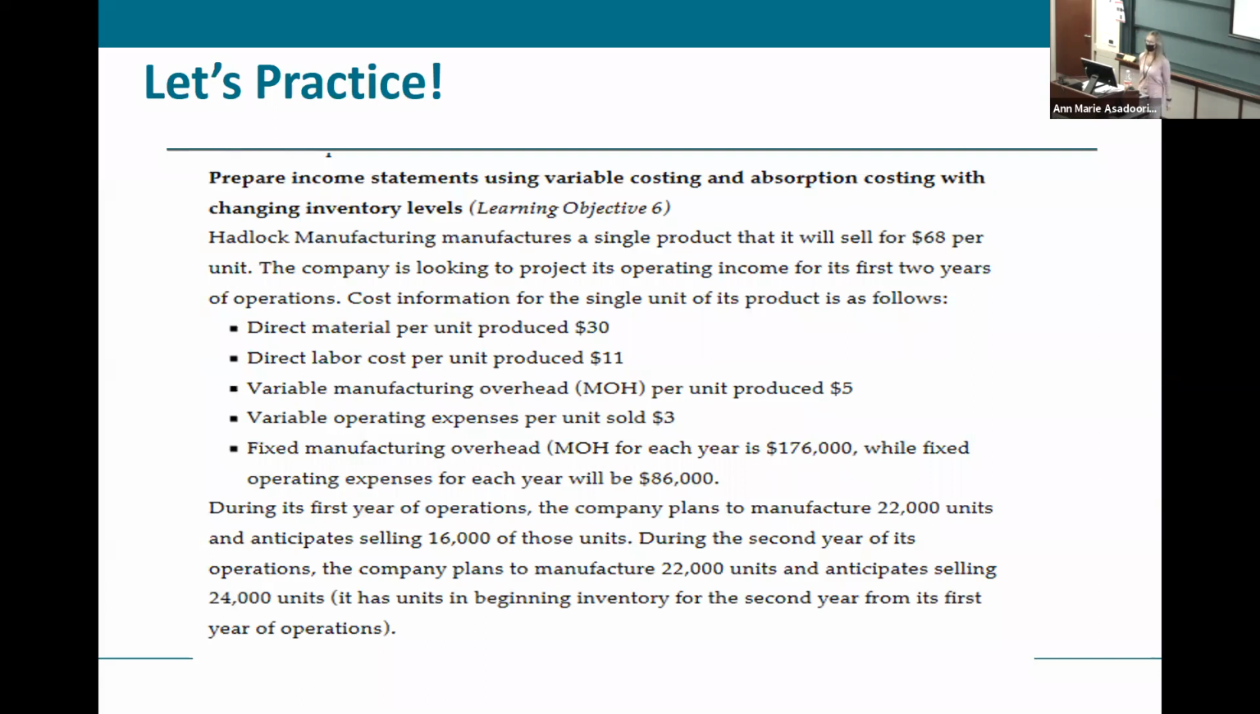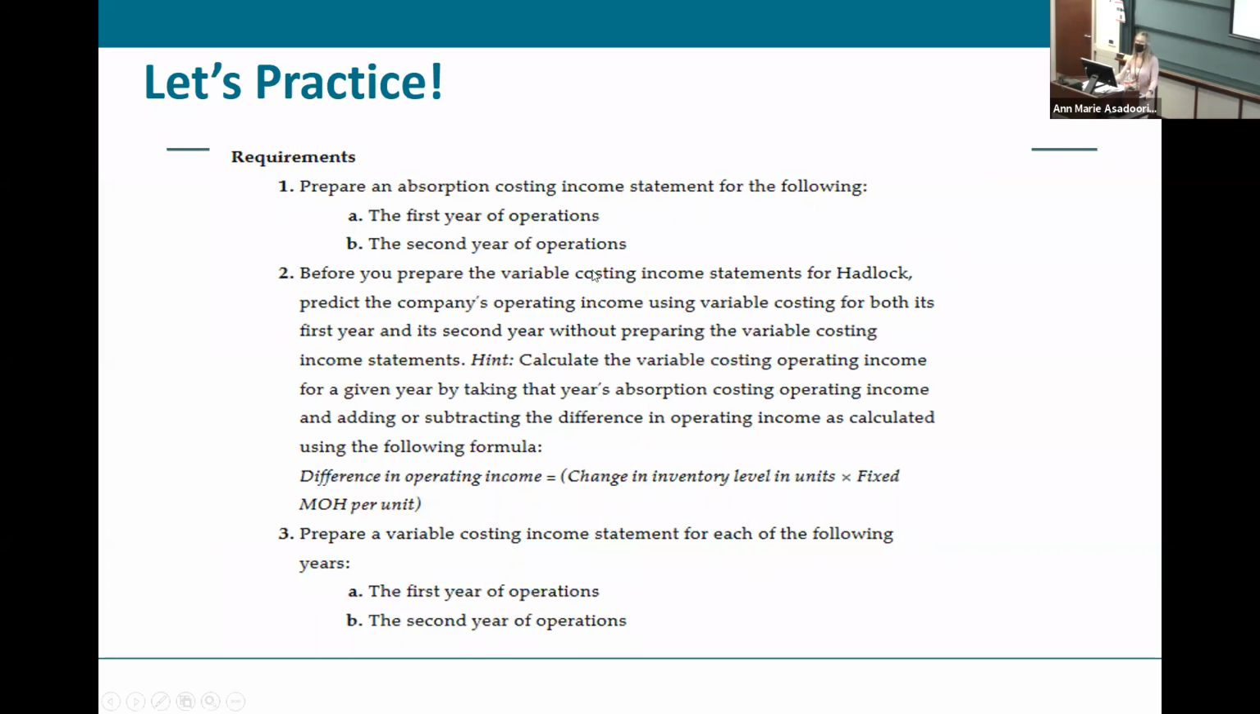Okay, so this problem is going to do 2 years. The first year, you're going to produce more than what you sell, and then we'll sell more than what we produce. All right, so it says prepare the income statement using variable costing and absorption costing. They give you the data. They tell you prepare the absorption costing income statement for year 1, and then see if you can predict what the net income is going to be, and then prepare the income statement under variable costing and prove that it will be what you said it was going to be, right?